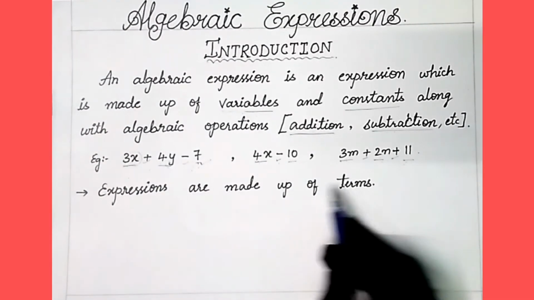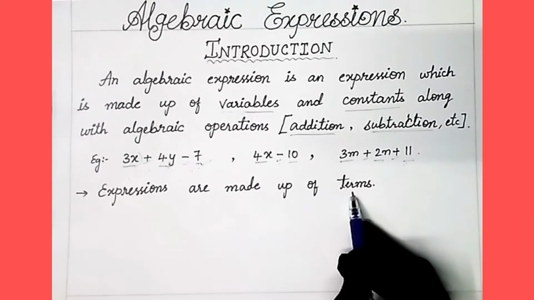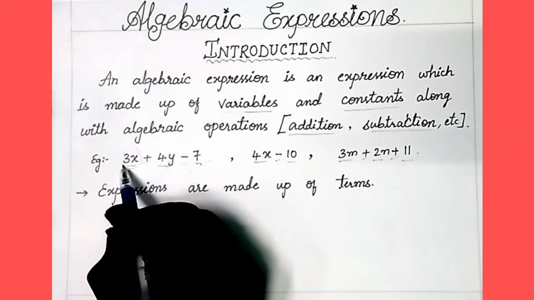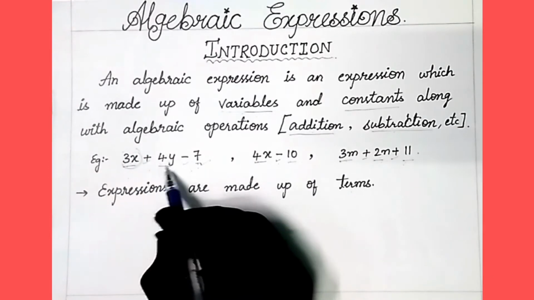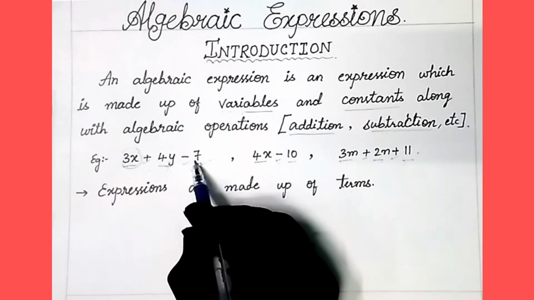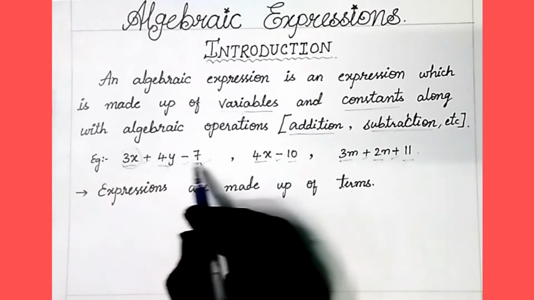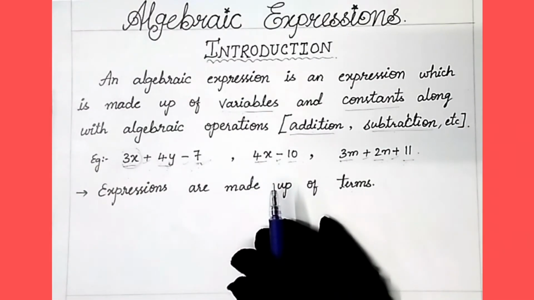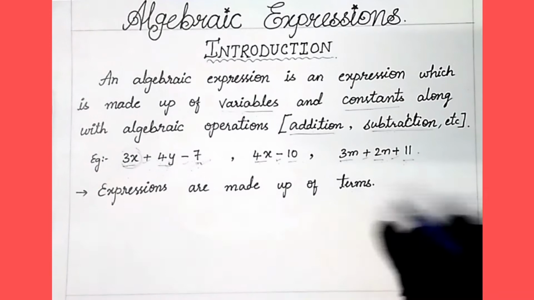And expressions are made up of terms. Now what is a term? A term is nothing but 3x. 3x is a term here. 4y is a term here. Minus 7 is also a term here. So, terms together make an expression. Hope you understood this.